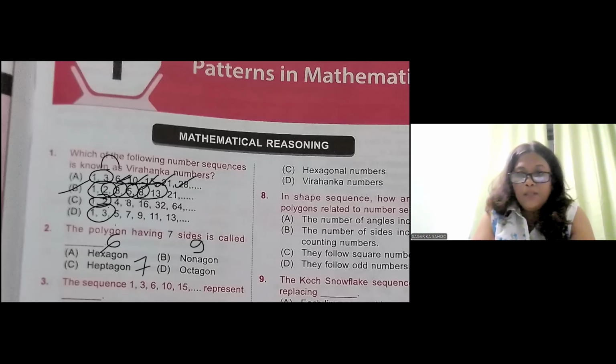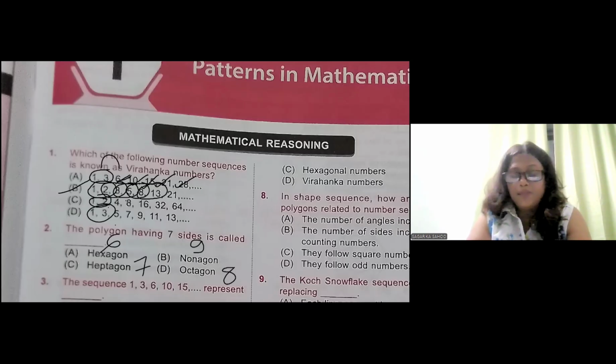And the octagon is again 8. So if you see the series, it is hexagon, nonagon, heptagon, and octagon, and that makes heptagon the right answer. So the polygon having 7 sides is heptagon.